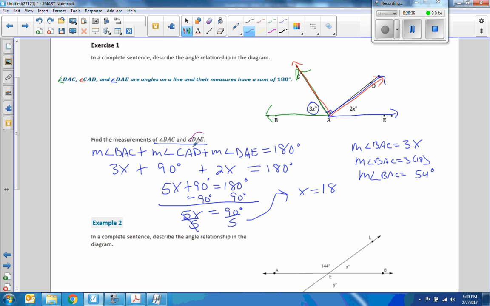Okay? Now I have the same for DAE. The measure of angle DAE equals 2x degrees. So the measure of angle DAE equals 2 times my x, which is 18. So the measure of angle DAE equals 36 degrees.